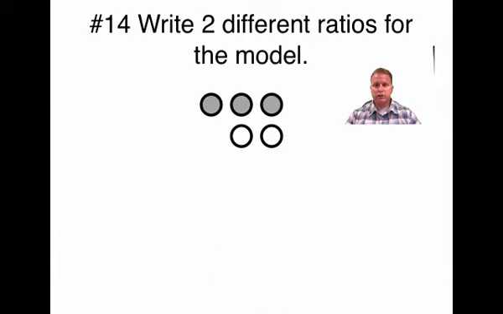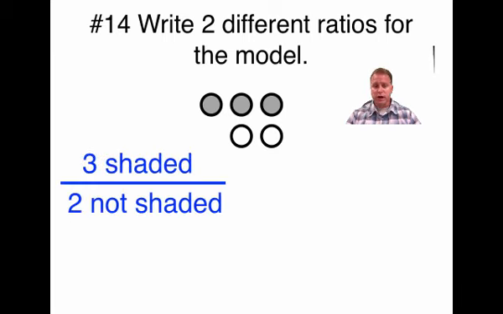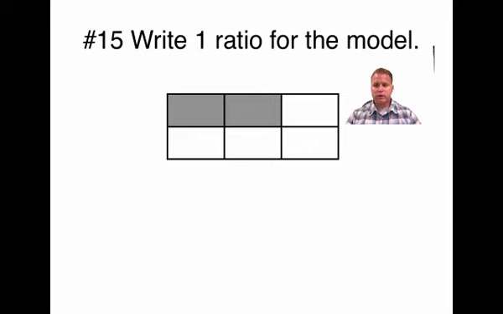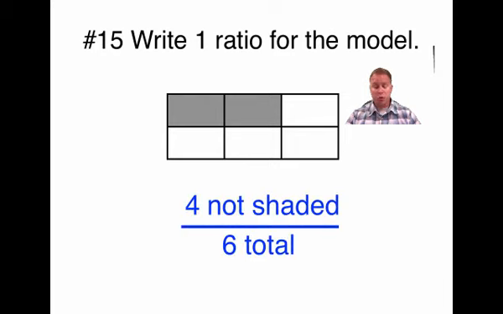Would you try to write 2 different ratios for this model? So what could you come up with? Try to think of some different things you could compare. You might say 3 shaded to 2 not shaded, or 3 shaded to 5 total would be some possibilities. You might have some different ones, and that's fine. Can you write 1 ratio for this model? One possibility, and there is more than 1 answer, so we have 4 not shaded to 6 total, which we could reduce to 2/3.